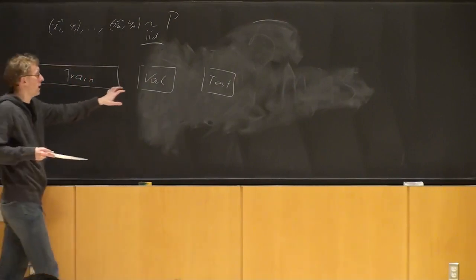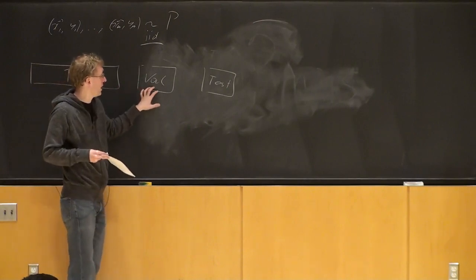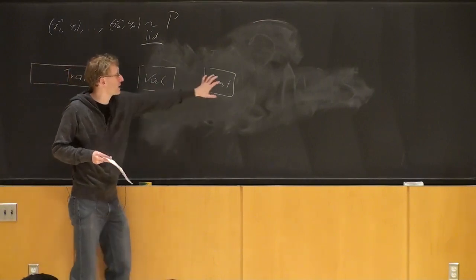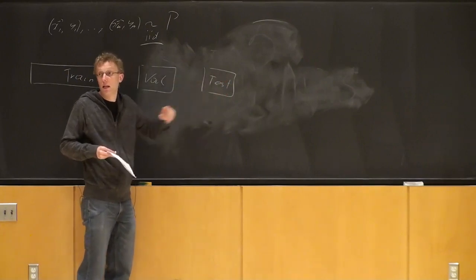So validation is there to make sure that you don't overfit to the training data set. But why do you even need to split off one more data set?